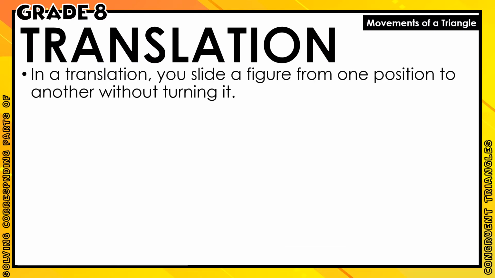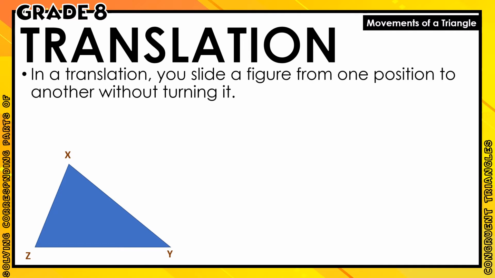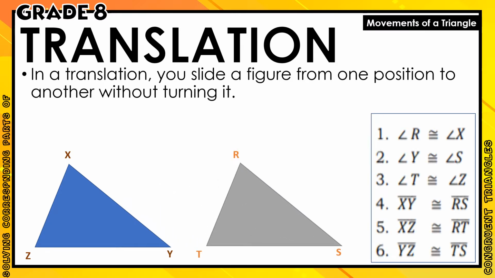In translation, you simply slide a figure from one position to another without turning it. Just like this figure. I have here triangle XYZ. So pag in-applyan natin ang translation, mula dyan, slide lang tayo papunta sa kulay gray na triangle which is RST. Tulad nga ng sabi natin, yung tatlong angles is congruent sa tatlong angles ng second triangle. Same thing with their sides.